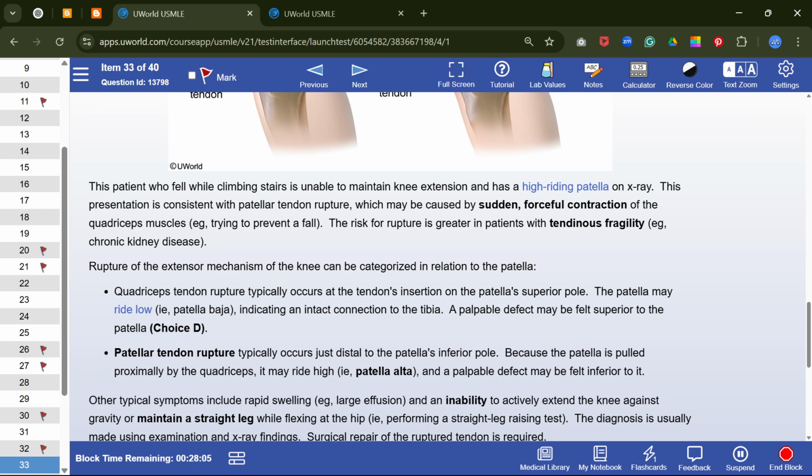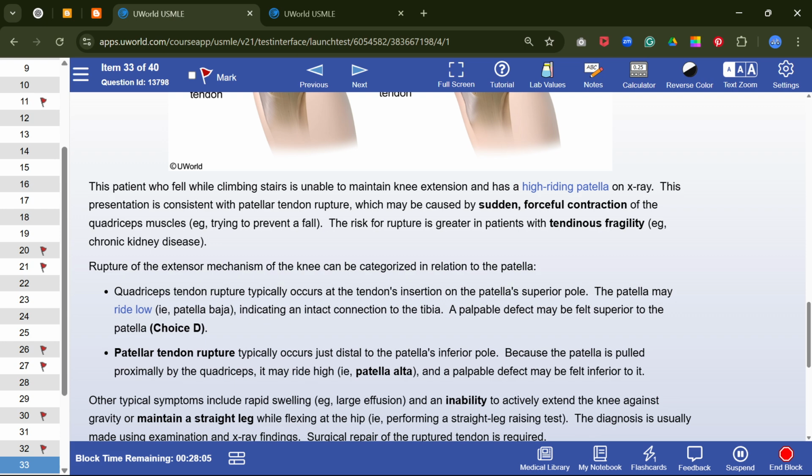Rupture of the extensor mechanism of the knee can be categorized in relation to the patella. Quadriceps tendon rupture typically occurs at the tendon insertion on the superior pole of the patella. The patella may ride low, patella baja, indicating an intact connection to the tibia. A palpable defect may be felt superior to the patella.